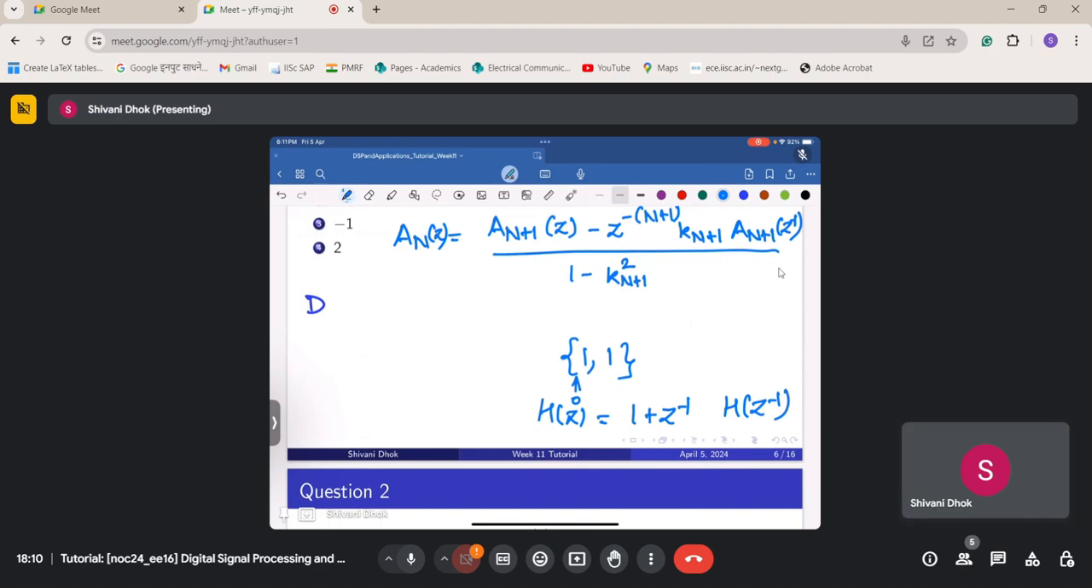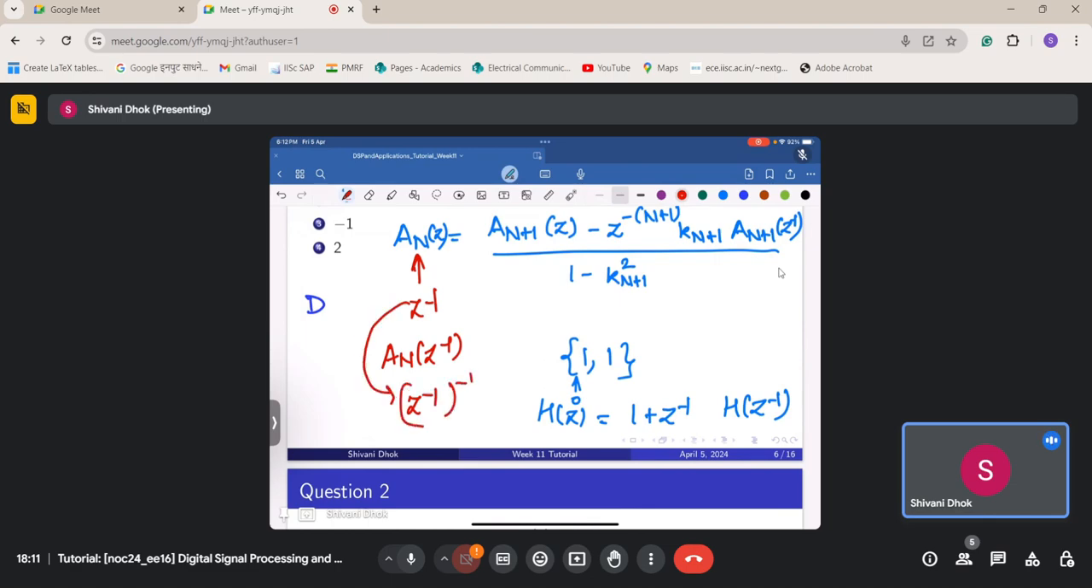It is a mathematical concept rather than a signal processing concept; we write it with a variable, so it is just a notation. What you keep in mind is that here it is a function of z inverse, and when you write A_n(z inverse), you need to replace this z by z inverse, and then the inverse of that will be z. Yes, it's simple notation.